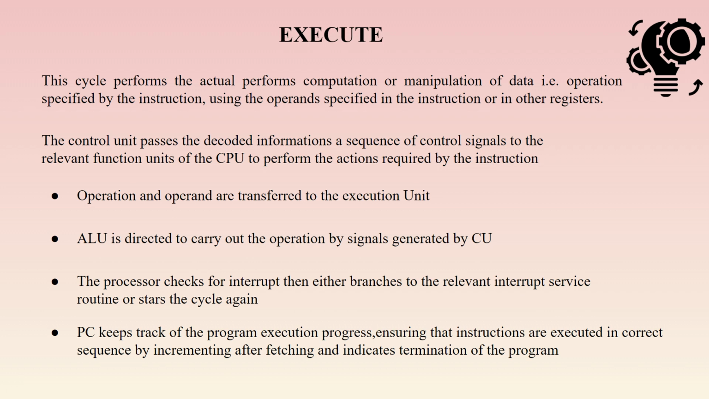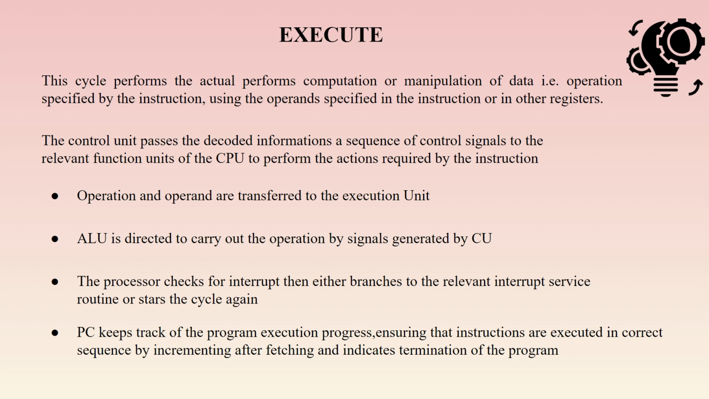As we learned from the previous slide, the fetched instruction is decoded to determine its operation and the operand it requires. This stage identifies the specific operation the instruction represents. Now the next step of the instruction execution cycle is execution of the instruction. This cycle performs computation or manipulation of the data, that is, the operation specified by the instruction using the operand specified in the instruction or in other registers. That means in this phase the CPU carries out the necessary calculations or operations to process the data and produce the desired result according to the instruction.